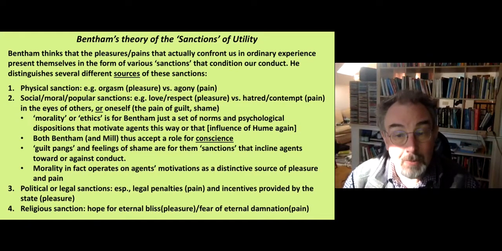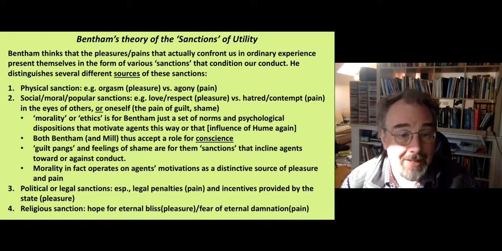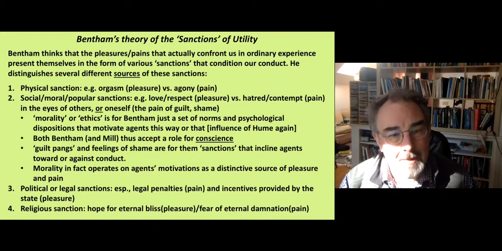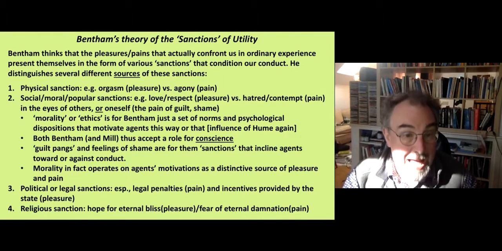And when Bentham and Mill think about morality, they think about it as operating in a direct psychological way on agents' motivations in that fashion. They're distinctive sources of pleasure and pain. I've mostly focused here on the pain, the negative sanctions that are accompanied by things like guilt pangs.